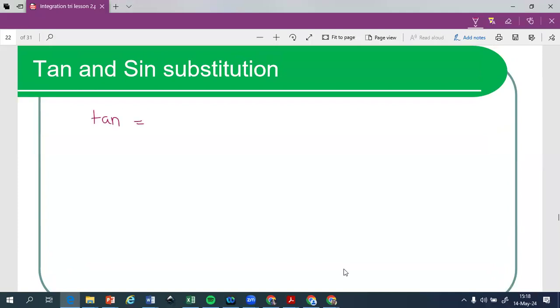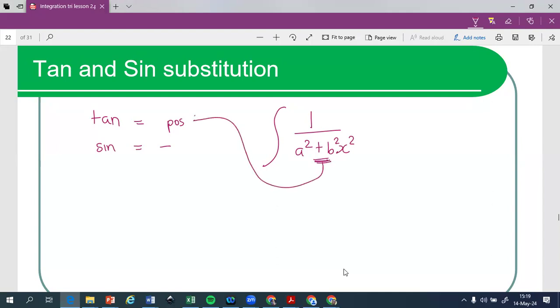When we are looking at tan, I want you always to observe the denominator. When should I substitute in for tan? It's when we have a positive in the denominator. When do we substitute in sine? That's when we have a negative in the denominator. But how does that negative look like? When it comes to tan, most times, whenever you find an integral of the form 1 out of a squared plus b squared x squared, the moment you notice there is a plus down here, it means that you are going to use tan.